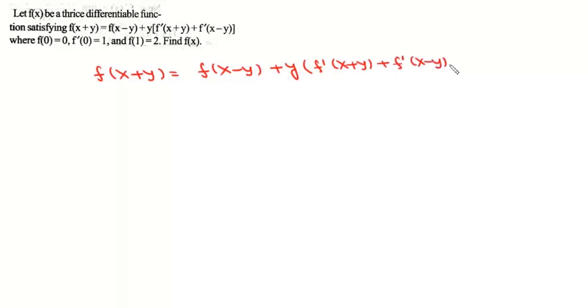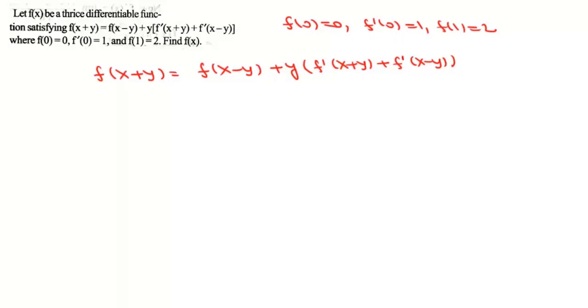Now the question is, we are given this function f, which is thrice differentiable, and it says f(x plus y) equals f(x minus y) plus y into [f'(x plus y) plus f'(x minus y)]. And in this we are given that f(0) is 0, f'(0) is 1, and f(1) is 2.